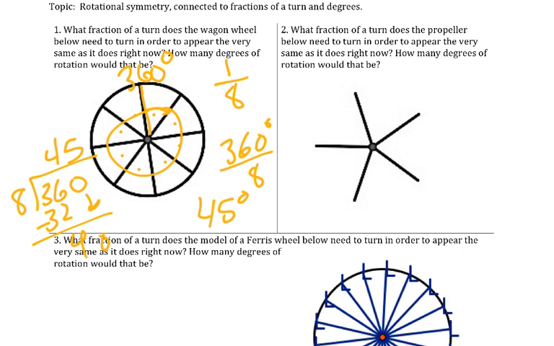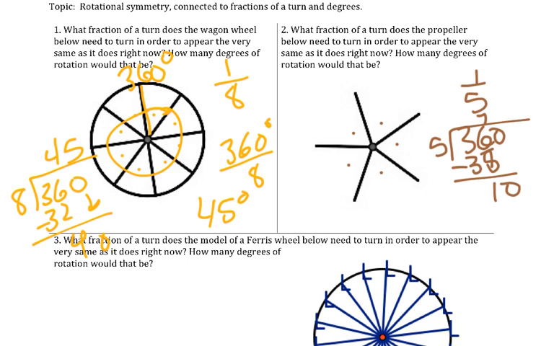Okay, number 2, for the propeller. There's 1, 2, 3, 4, 5, so it would be 1/5. Would be the fraction. How many degrees? Well, 360 divided by 5, right? So that would go in 7 times, 35, 7 times, subtract, and then that would go in twice. So it would be a 72-degree rotation.